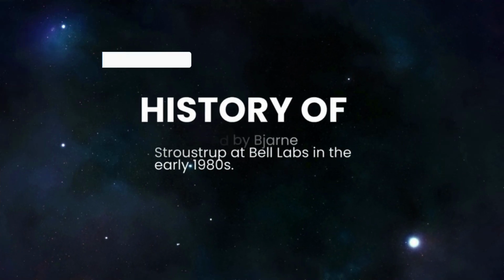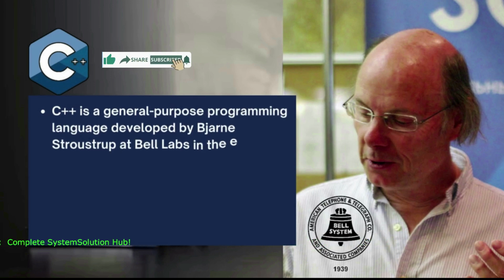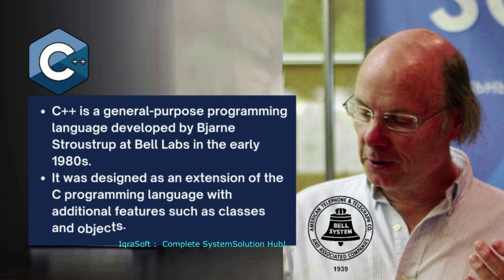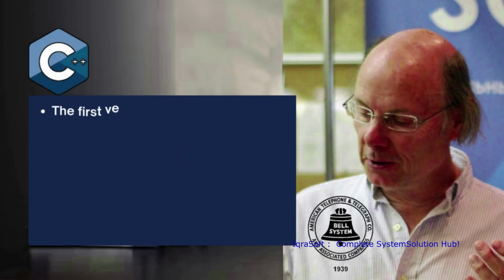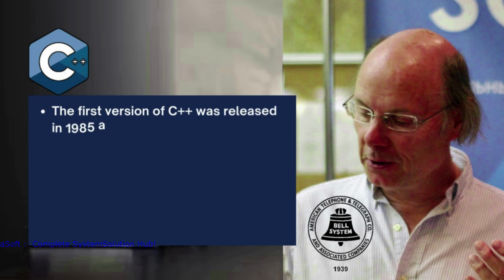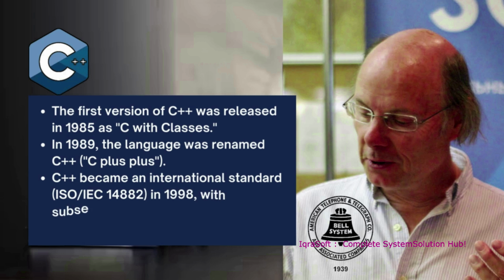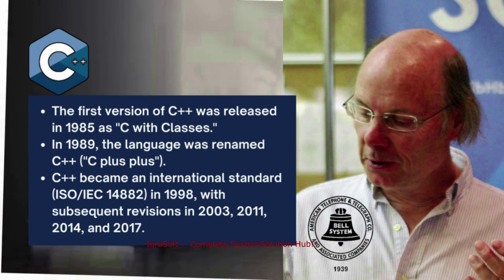History of C++. C++ is a general-purpose programming language developed by Bjarne Stroustrup at Bell Labs in the early 1980s. It was designed as an extension of the C programming language with additional features such as classes and objects. The first version of C++ was released in 1985 as C with classes. In 1989, the language was renamed C++. C++ became an international standard, ISO/IEC 14882, in 1998, with subsequent revisions in 2003, 2011, 2014, and 2017.